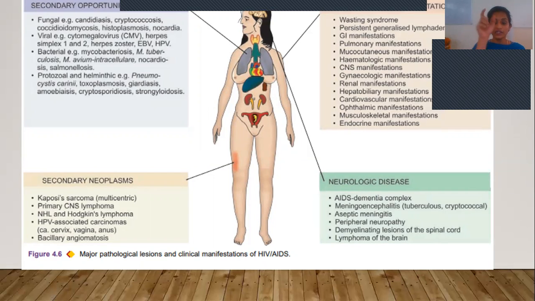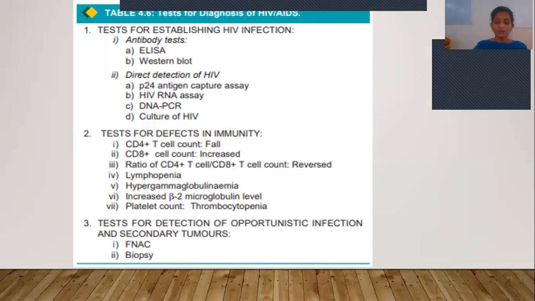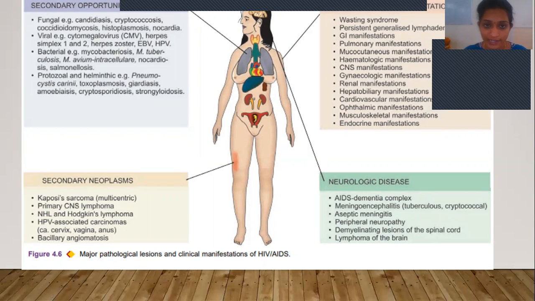spinal cord. In the neuron, you can see this myelin sheath. So because of these infections, what will happen? Whatever the neurons are there, this myelin sheath will be damaged, causing demyelinating lesions of the spinal cord, and lymphoma of the brain. So these are the neurological diseases that we can see in case of HIV patients. And so this is all about the clinical manifestations of HIV or AIDS.